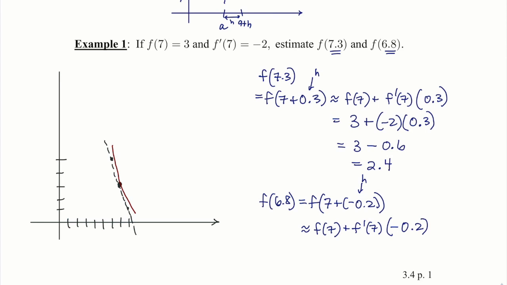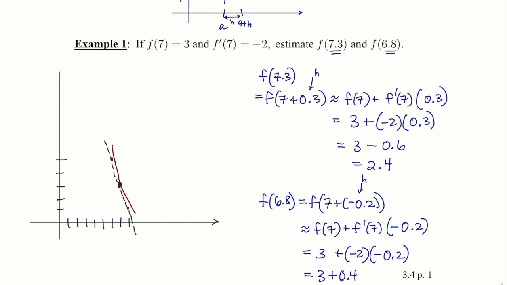So just from our picture, we would anticipate that this value should be higher than 3. Let's see what we get. So we'd have 3 plus negative 2 from the slope times negative 0.2. So here we're getting 3 plus 0.4. So we would say the function value is approximately 3.4. It won't necessarily be exactly 3.4 unless the function is linear. We don't know. But it will be close to 3.4.